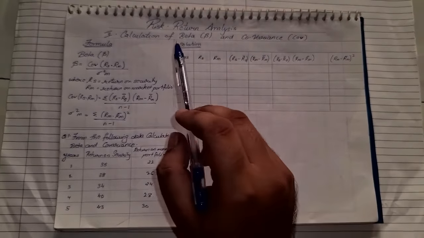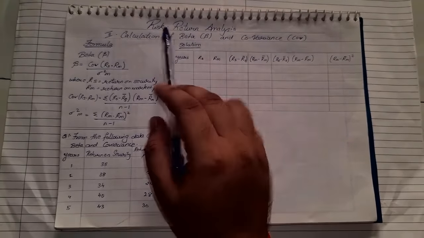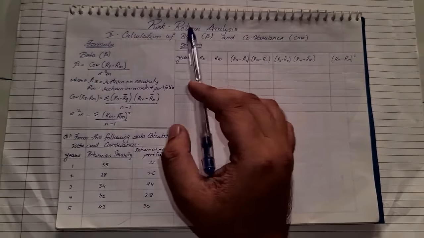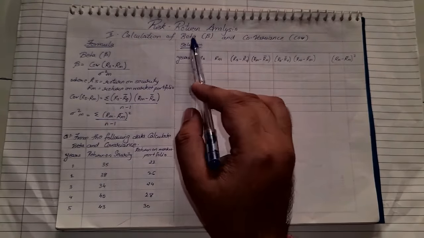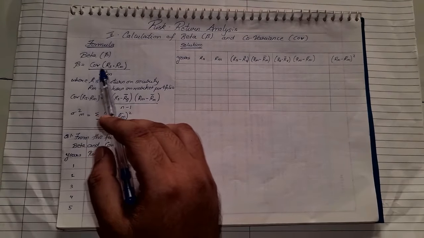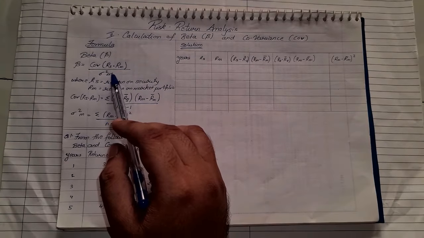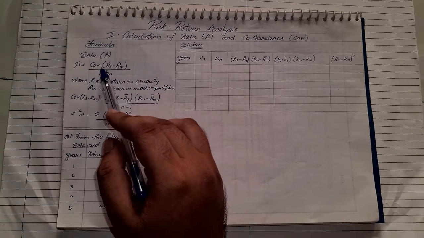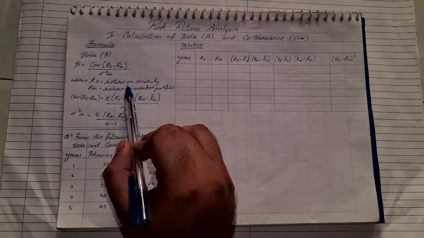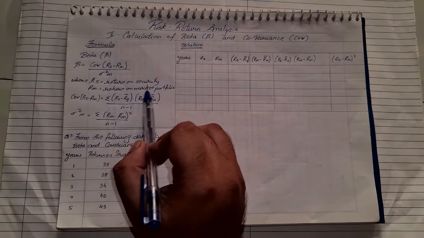Now let us see how to calculate beta and covariance under the chapter risk and return analysis. Before solving, let us see the formulas for calculating beta and covariance. The formula of beta is covariance of RS and RM upon standard deviation square M, where RS stands for return on security and RM stands for return on market portfolio.